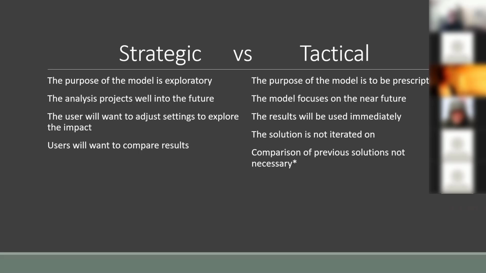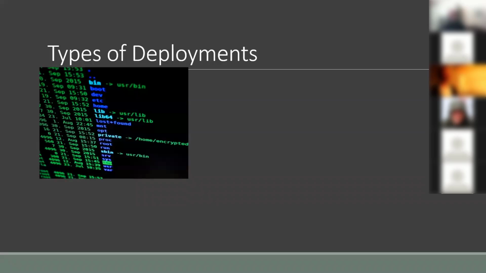So this is the first thing that I always suggest someone thinks about when they say, hey, we've got this cool model we want to put in production, or we want to develop a model, right? Think about the type of model that it is. And then we start discussing types of deployments. How are you going to get the model into the user's hands?